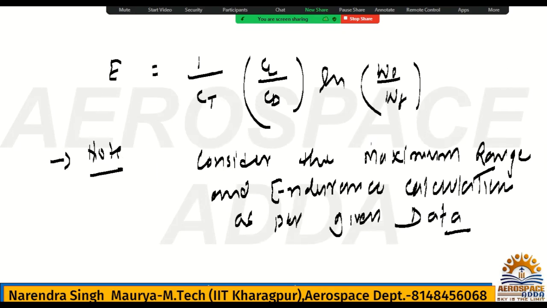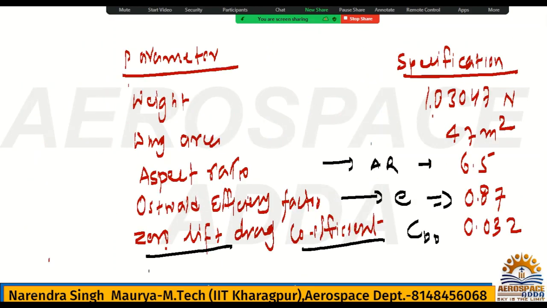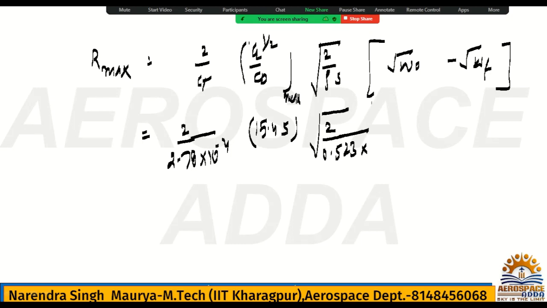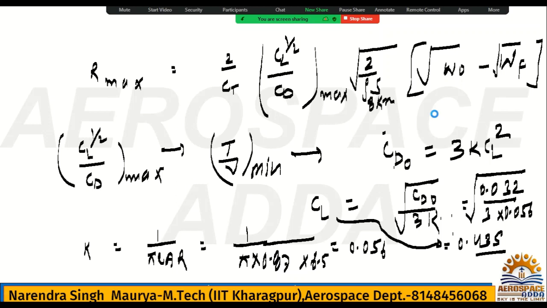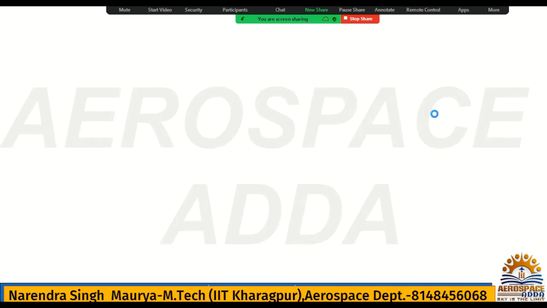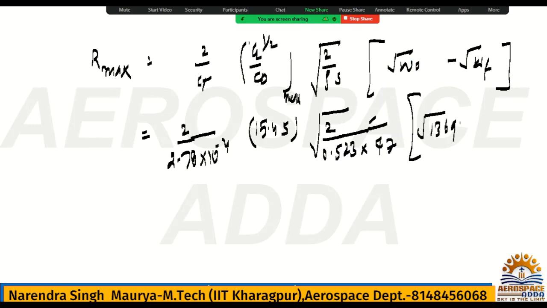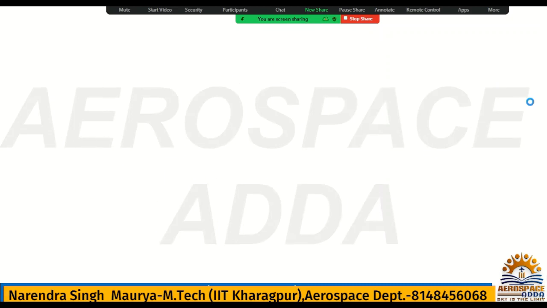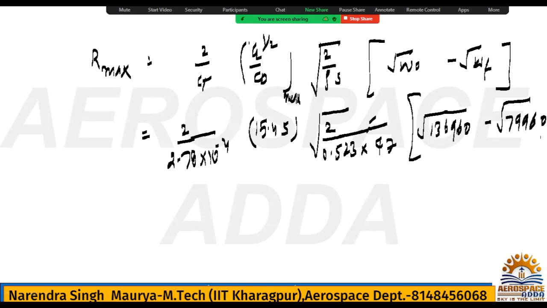Into area. Okay, how much that area they have given to you? Check it. They have given that area. How much? 47 meter square. Okay, fine. Initial weight. What is the initial weight? They have given to you how much? 136960. This is the initial weight minus. What is the final weight? Just now you have calculated how much? 79960. Okay. Now all the data I have written, only you have to perform calculation, use your calculator and get back to me how much you are getting. Go fast.